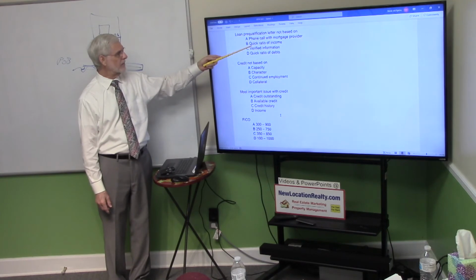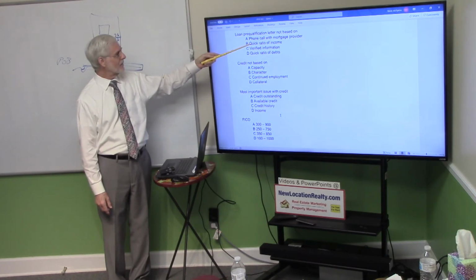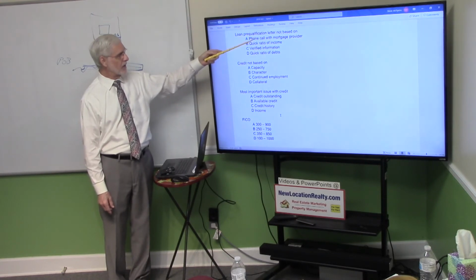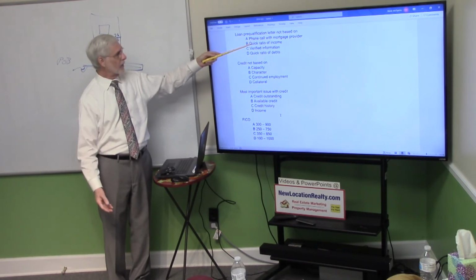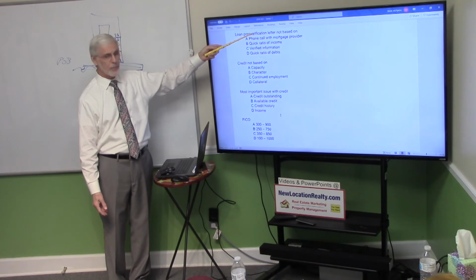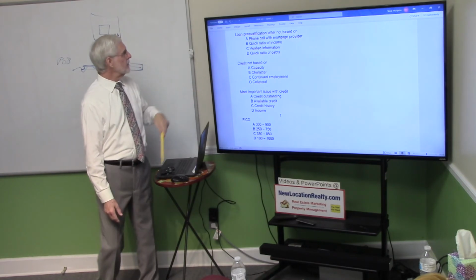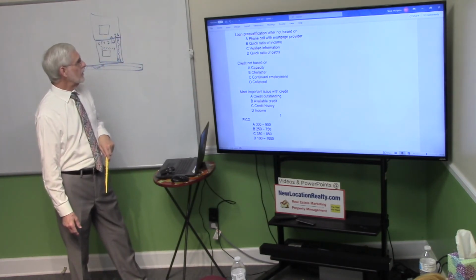Quick ratio of income. Where does that come in? Quick ratio is not verified. Pre-qual is going to be a phone call where you say, yeah, I make this much, and then you say, click, click, click. That's a quick ratio of your income on the phone call. The only one that's pre-qualified is the verified income. But we're looking for the not. Maybe I got that backwards.